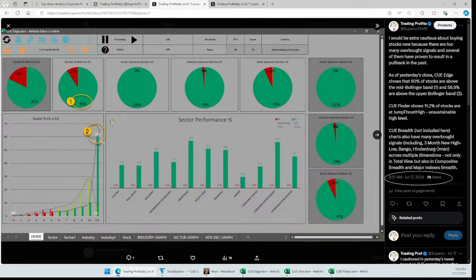How high is too high? When the bucket analysis percentage of stocks in the uppermost bucket hit 30 to 40%, and here it hit 60%. How high was too high? That was too high. That was 16th July close.